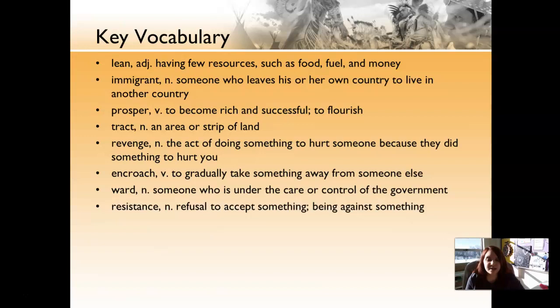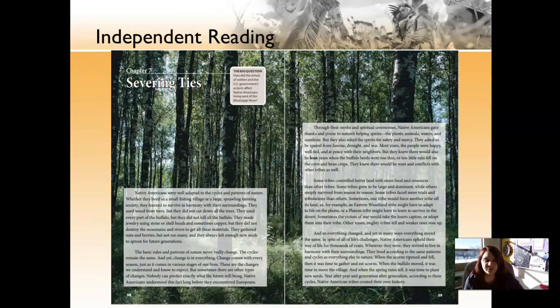Encroach is to gradually take something away from someone else. Ward is someone who is under the care and control of the government. And resistance is a refusal to accept something, being against something. Okay, we're going to go ahead and independently read the text for today.